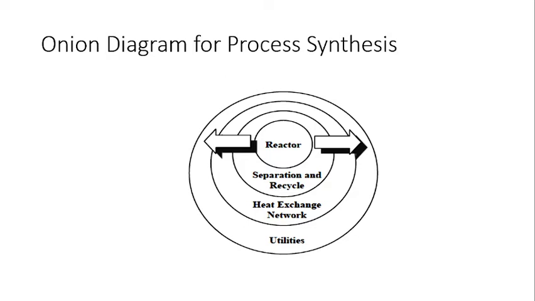Before we move on to pinch technology or heat exchanger networking, let us discuss the onion diagram of process synthesis. The onion diagram, as the name suggests, is similar to the layers of an onion. And one by one, if we look at the layers, the innermost layer is the reactor itself. In any chemical industry, the reactor is something which dictates the upstream and downstream process.